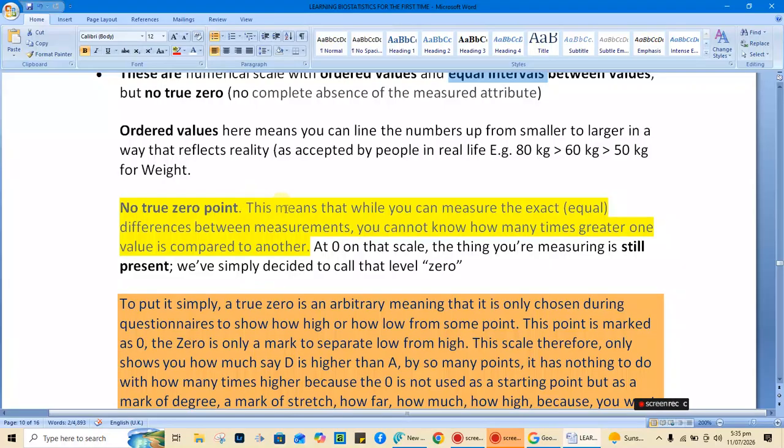No zero point means that while you can measure the exact or equal differences between measurements, you cannot know how many times greater one value is compared to another, meaning that at 0 on that scale, the thing you are measuring is still present. Okay, but you have only simply decided to call that level 0.